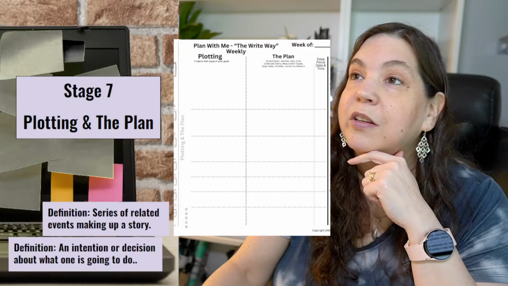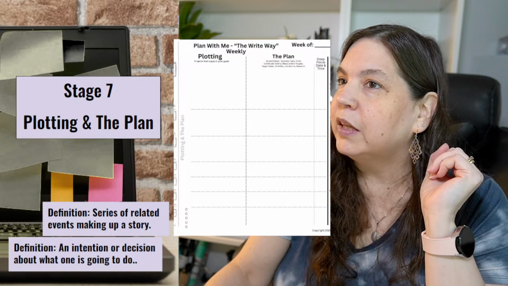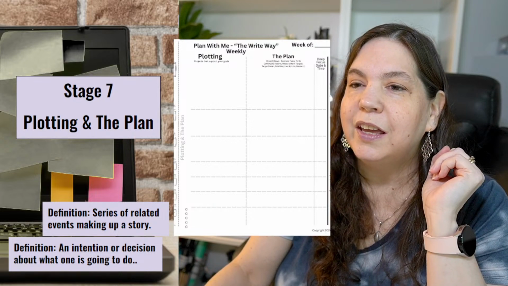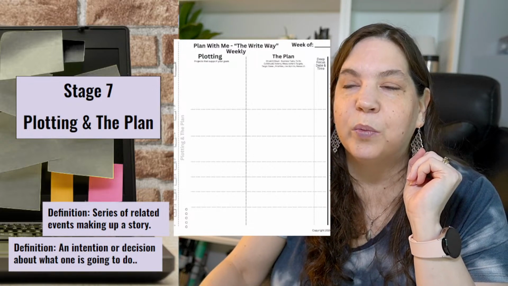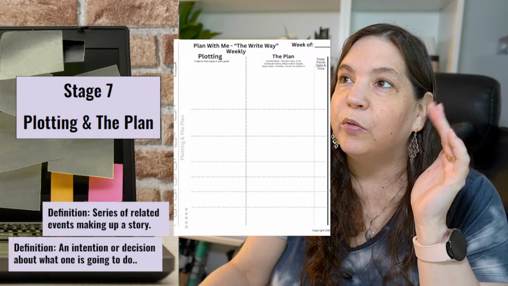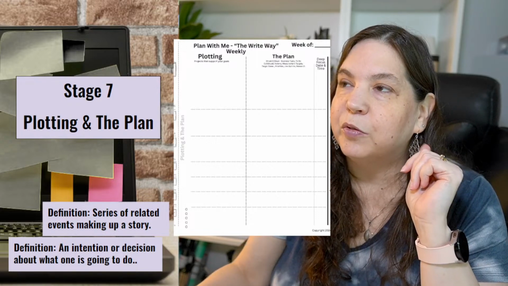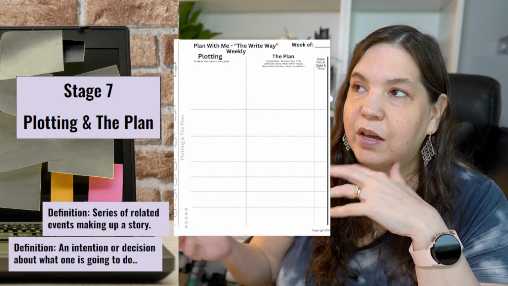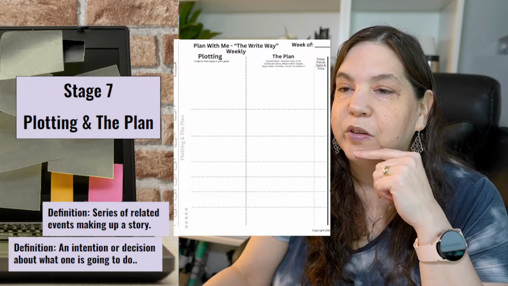So the next section is our plotting and the plan. Series of related events making up a story. And an intention or decision about what one is going to do. So the plotting side is for your projects. And the plan is for the strategies you're going to use, and the tools you're going to use to implement.